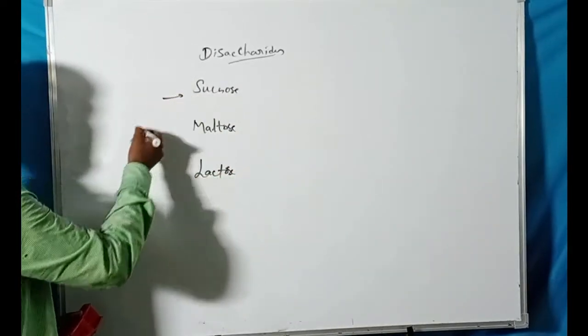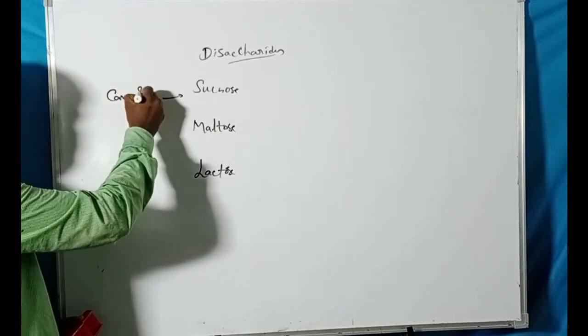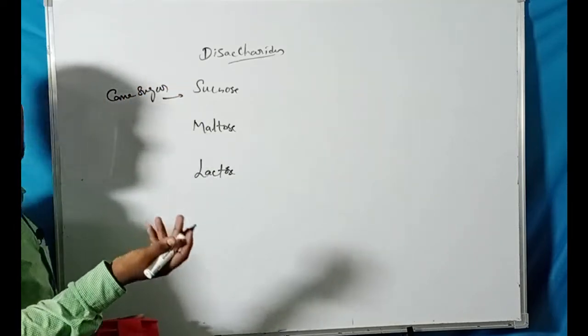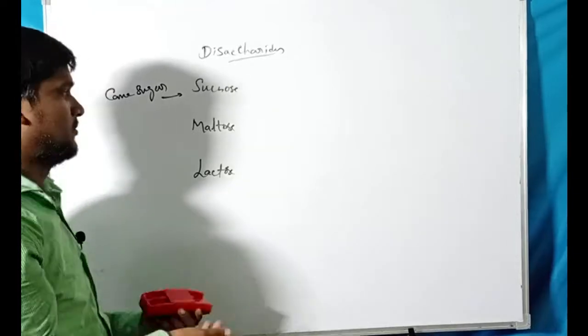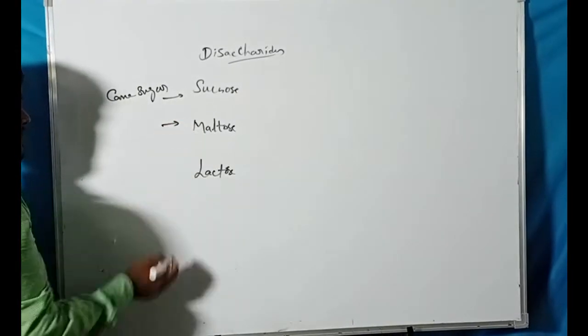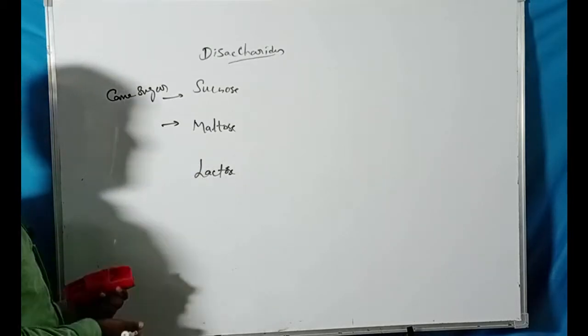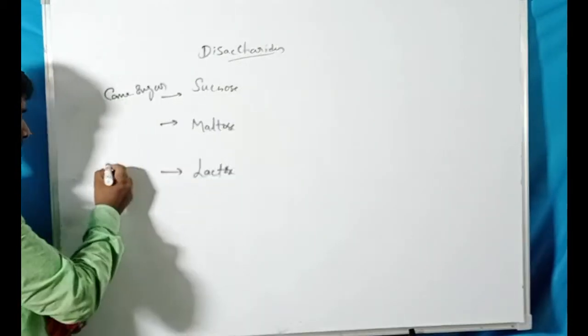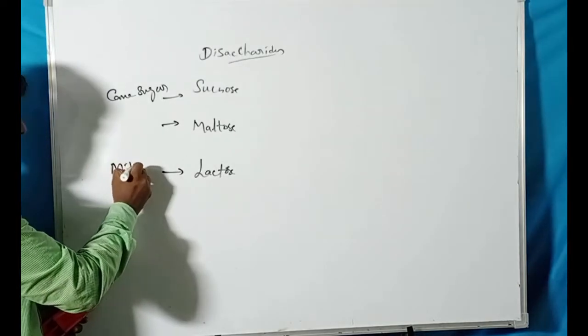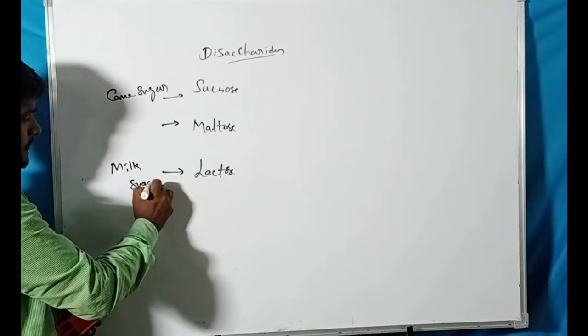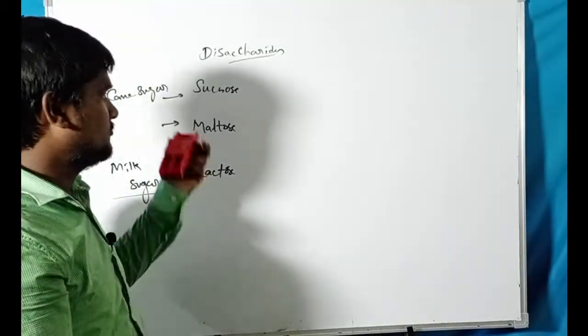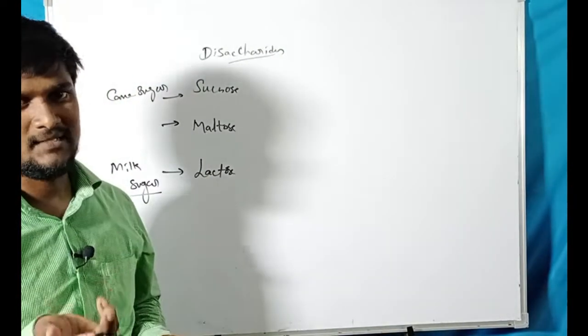Sucrose comes from cane sugar. Maltose is the sweetest sugar. Lactose is available in milk, which is why it is also called milk sugar. So these three are the very simple disaccharides.